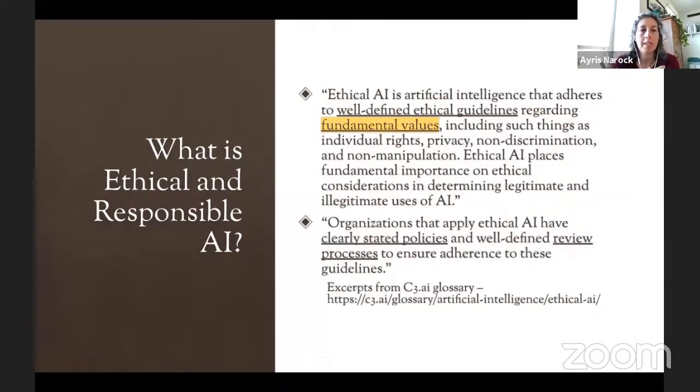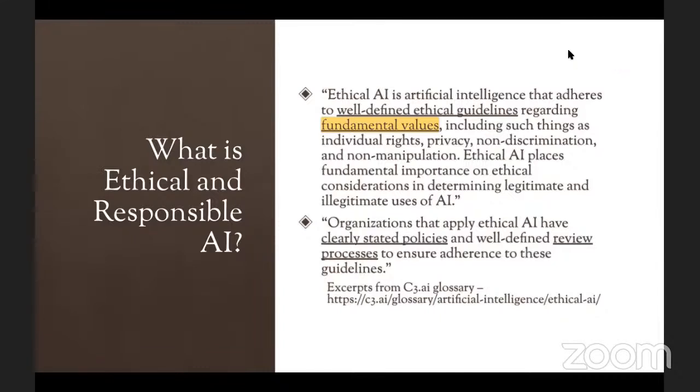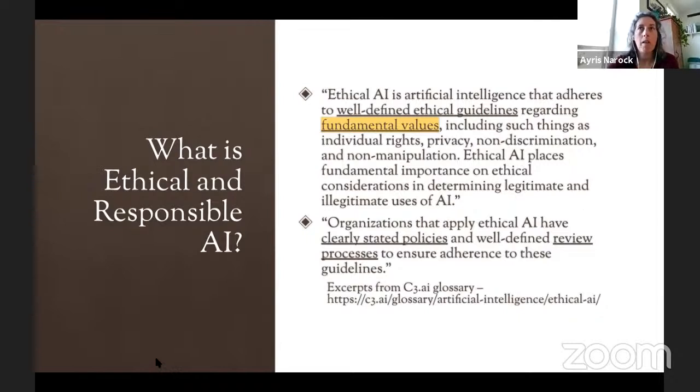So first, some definitions. What is ethical AI? I also call it responsible AI. Some of us prefer this term because often when we start talking about ethical AI, people immediately hone in on the ideas of autonomous vehicles or autonomous robots and their actions. But ethical AI encompasses much more than that. So in this definition, ethical AI is artificial intelligence that adheres to well-defined ethical guidelines regarding fundamental values. These are the important aspects here: ethical guidelines that are defined and that represent fundamental values. So an organization that applies ethical AI has clearly stated policies and well-defined review processes for adhering to these policies. Next slide, please.